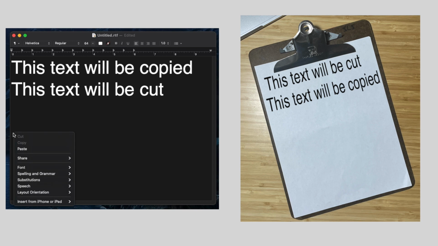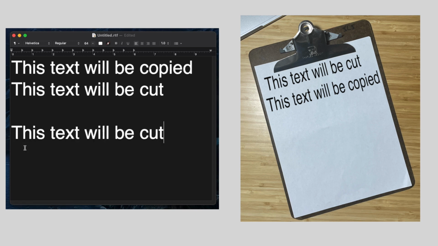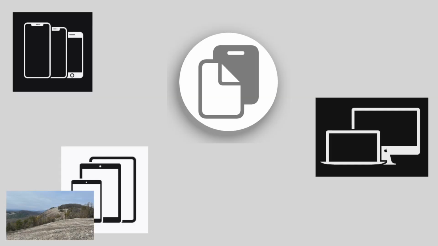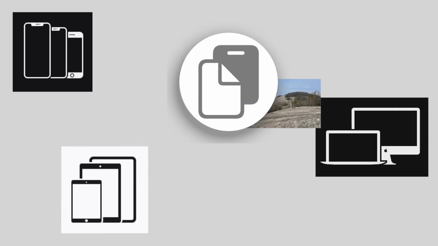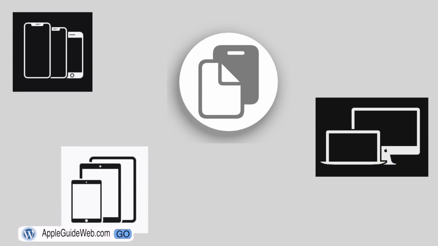When you paste, it grabs the last thing you copied or cut, aka the item at the top of your clipboard. Universal Clipboard creates one shared clipboard that syncs between all of your devices. So, if you copy a picture on your iPad, you can paste it on your Mac, or copy a link on your iPhone and paste it to your iPad.